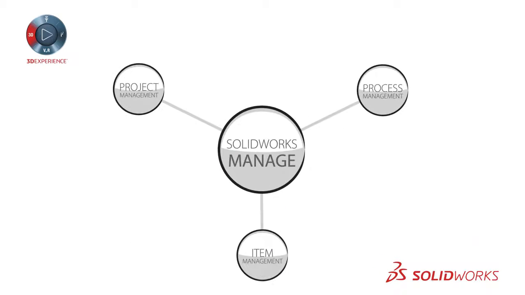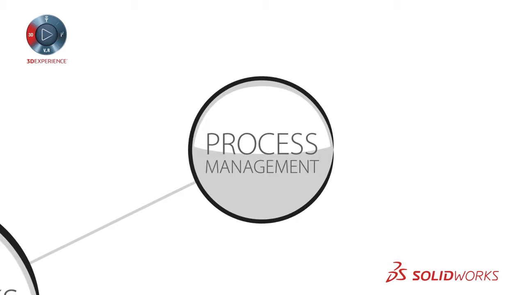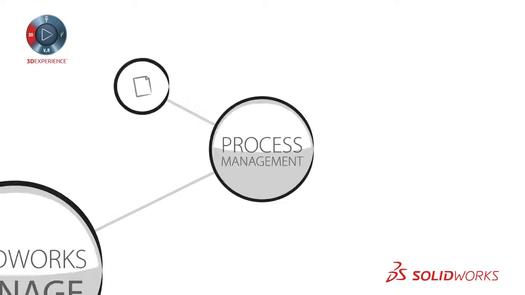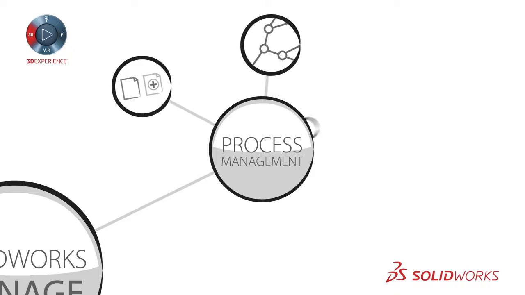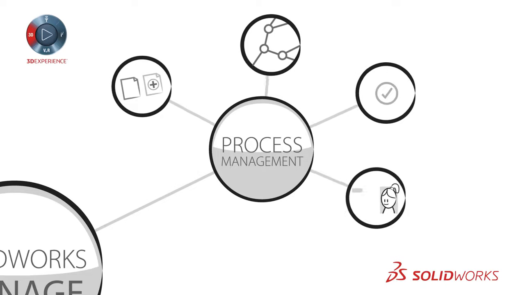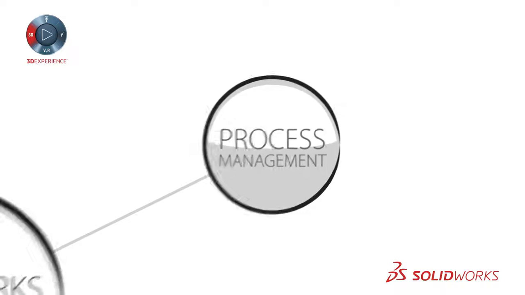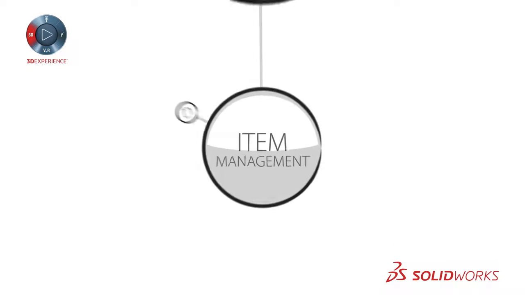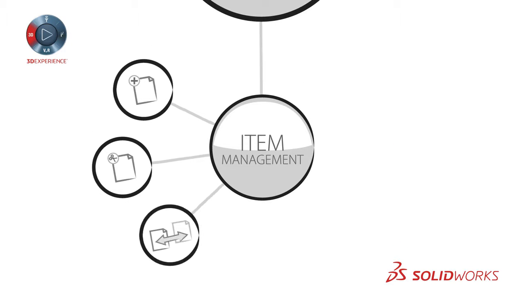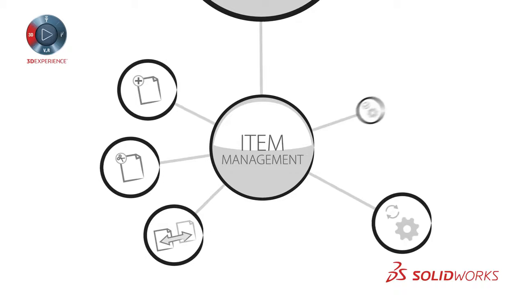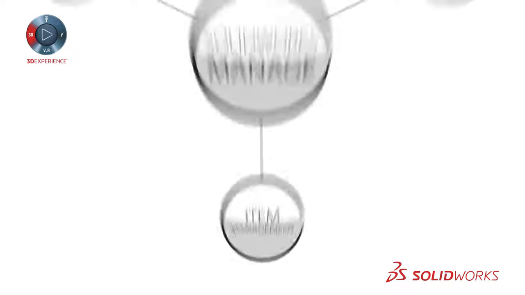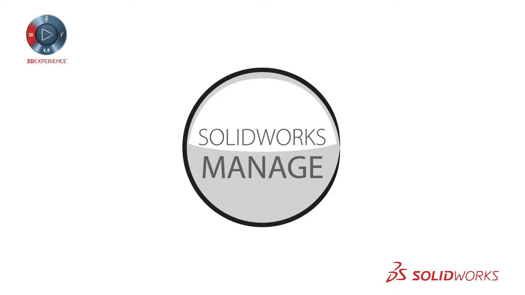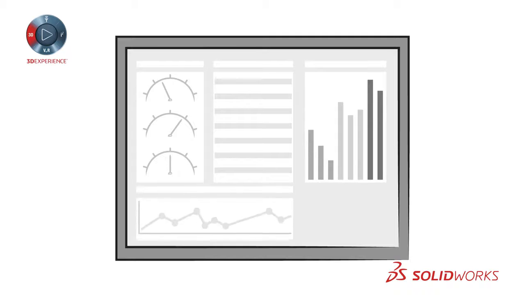The process management features of SOLIDWORKS Manage streamline all of your business processes. Automate document creation, configure states and decision points, enable ad hoc approvals, and assign user tasks. Item management allows you to create, edit, and compare bills of materials, and automatically or selectively create items for SOLIDWORKS configurations.